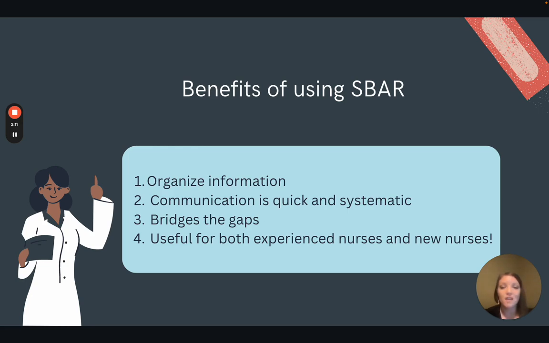Number three, SBAR helps bridge the gap between nursing and provider communication types. It allows us to work efficiently with one another to best serve our client. And number four, it is a very helpful tool for new nursing staff who may feel a little overwhelmed when having to communicate a less than ideal situation to a provider. This framework is also useful for the nurses with experience to help them gather the pertinent information before making a call. In short, it is useful for all nurses. Let's take a closer look at each of the four categories.